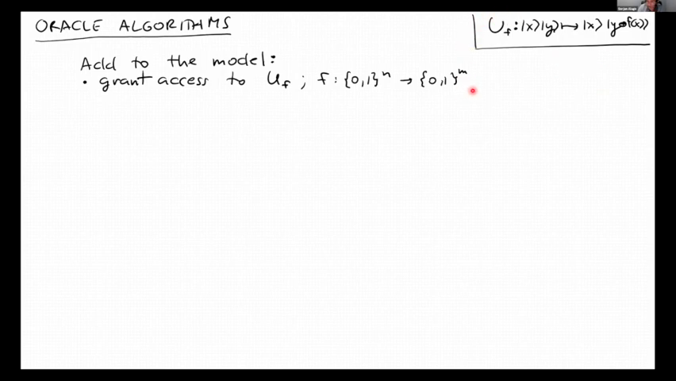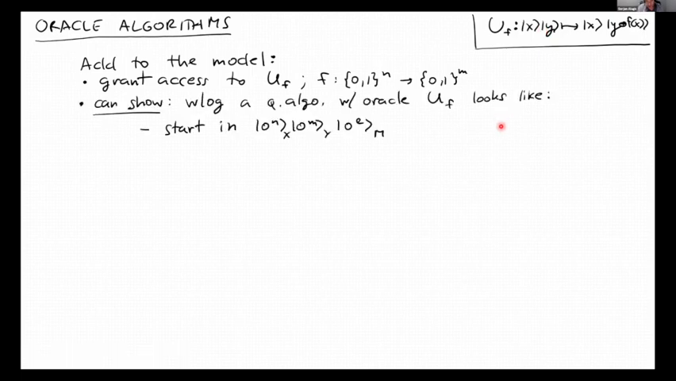And the way that I'm going to do oracles is I'm just going to add to the model by allowing access to this additional unitary U_F, right? Which maps |x⟩|y⟩ to |x⟩|y ⊕ f(x)⟩. Okay, which we already talked about, the fact that this is a perfectly valid unitary for any classical function f.